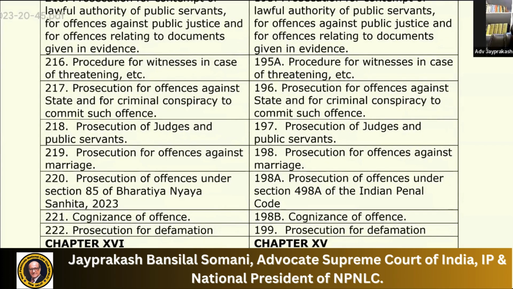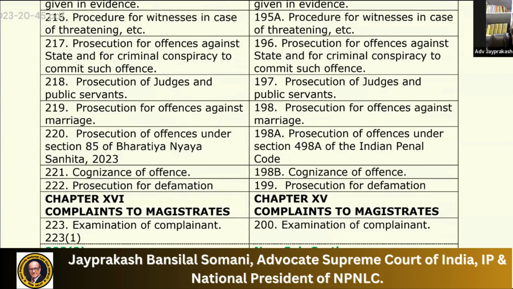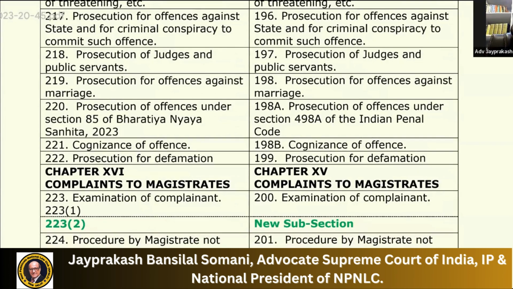BNSS section 216, procedure for witnesses in case of threatening, etc. Its earlier section was in CrPC 195A. BNSS section 217, prosecution for offences against state and for criminal conspiracy to commit such offence. Its earlier section was 196 in CrPC. BNSS section 218, prosecution of judges and public servants. Its corresponding section was in CrPC 197.